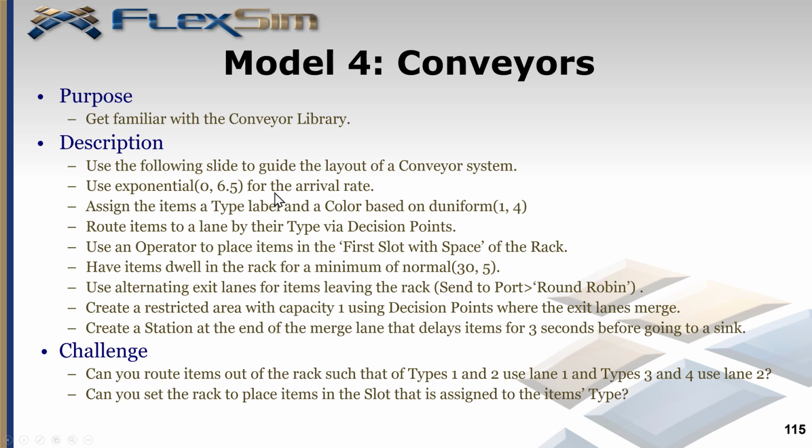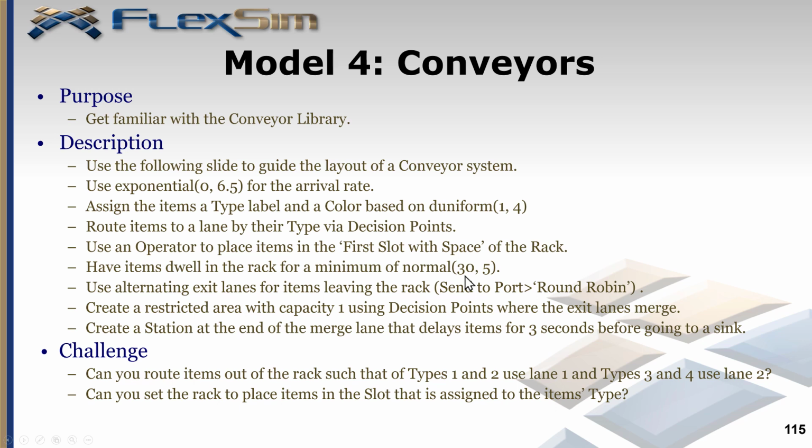Then assign the items a type label and a color based on D uniform 1 to 4. Route the items to a lane by their type via decision points, and use an operator to place items in the first slot with space option of the rack. We'll have the items dwell in the rack for a minimum of normal 30,5.